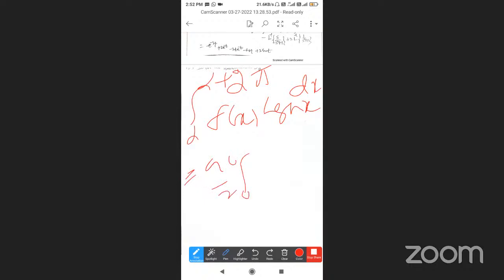So the left hand side is the integral from alpha to alpha plus 2 pi of f of x into cos nx dx, integration with respect to x. On the right side, a naught by 2 times the integral from alpha to alpha plus 2 pi of cos nx dx, plus the integral from alpha to alpha plus 2 pi of the summation.